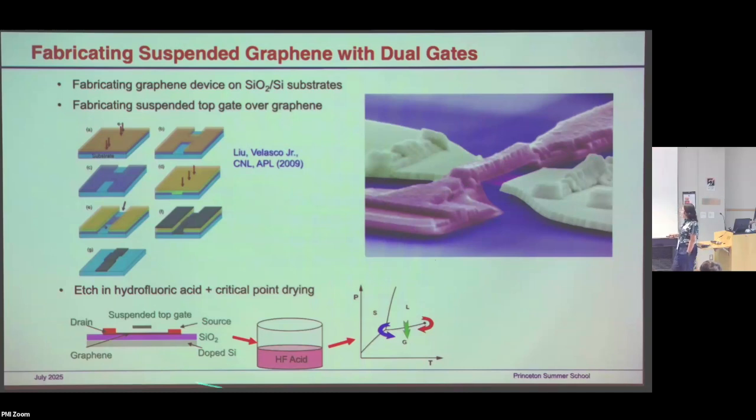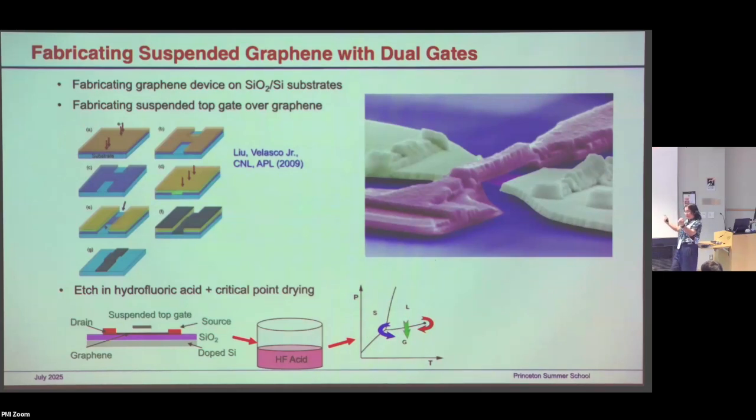And then we use acid to etch, and then dry in a critical point dryer. So what is a critical point dryer? In case you don't know, it basically puts in liquid carbon dioxide, and beyond the critical point, you can go from the liquid phase to the gas phase without actually crossing the phase boundary, and so that reduces surface tension while drying this.